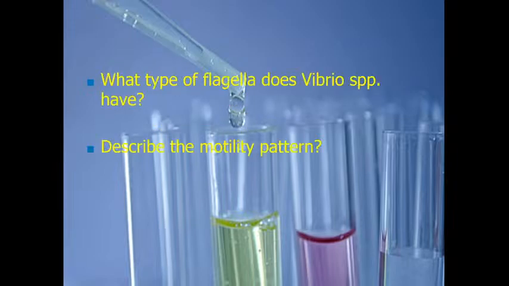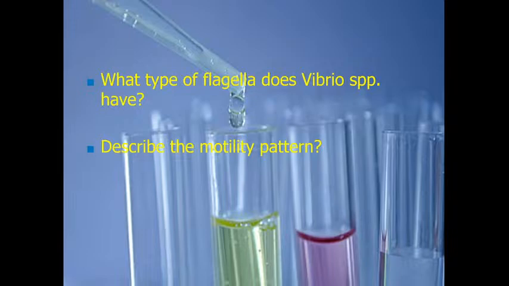Now, what type of flagella does Vibrio species have? They have monotrichous flagella. Can I describe the motility pattern? Of course, it's again one of those organisms that have a distinct motility pattern when you observe them with the hanging drop motility observation in the microscope. The motility pattern is darting motility. So we have a sluggish motility, we have darting motility, and I want you guys to remember these things.